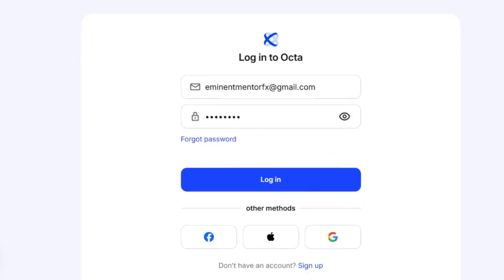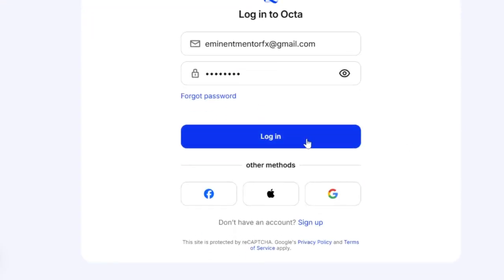Once you get to this place, you see login. If you look down and did not create your account, you see sign up, so you sign up. If you're seeing sign up here and you want to log in because you already created an account, switch it to login. Put your email, put your password, and voila. Once you do that, you are good to go.